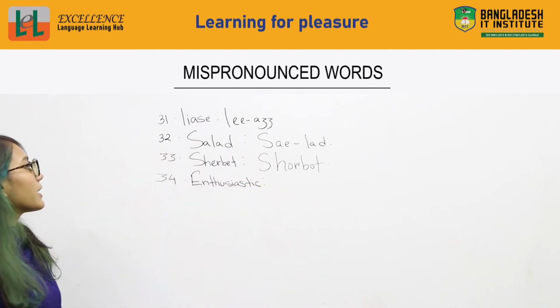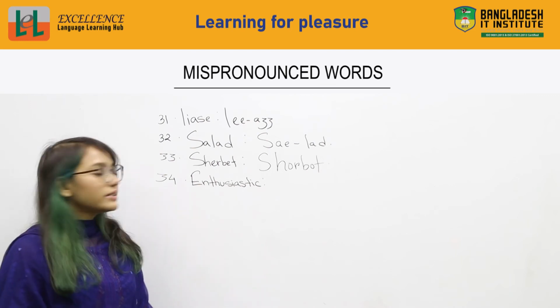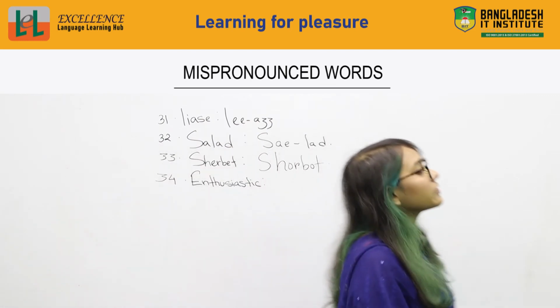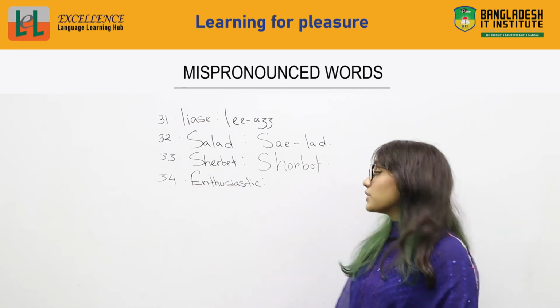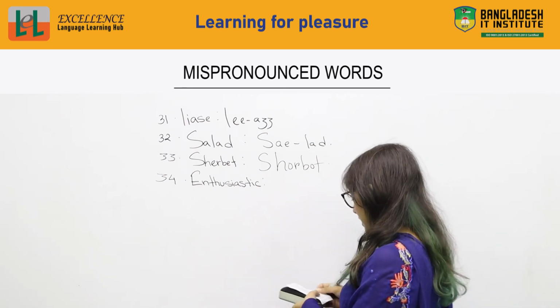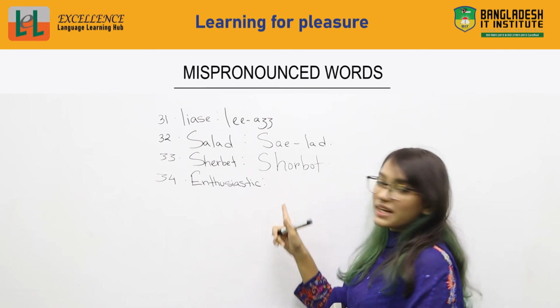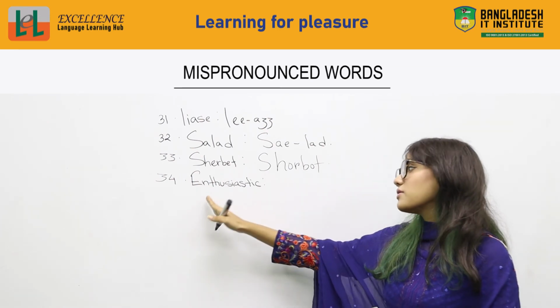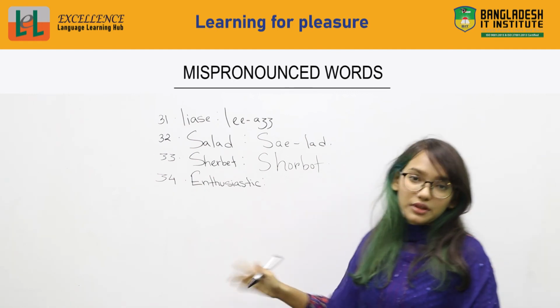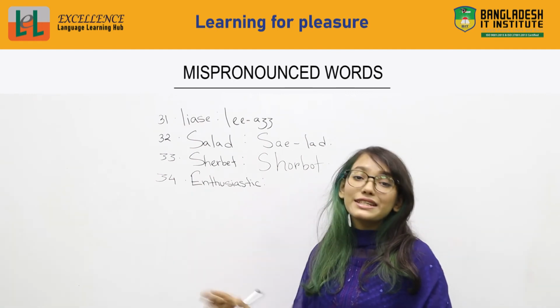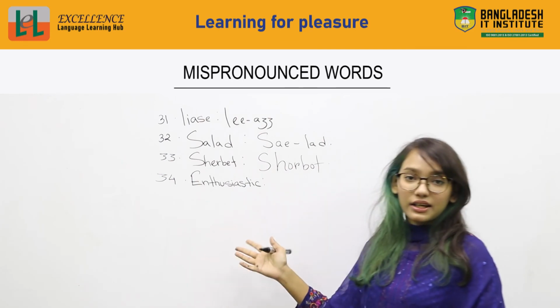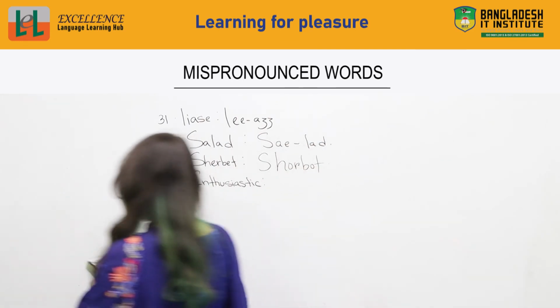Enthusiastic. Okay, when I say enthusiastic, a lot of us pronounce it with an extra sound. There is literally no extra sound in enthusiastic, so just pronounce it as it is. Just pronounce it as it is. Okay, let's proceed to 35.